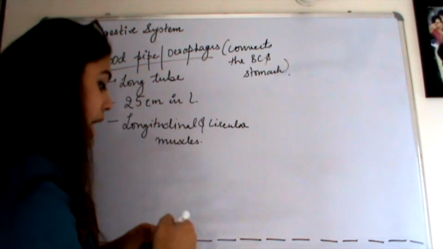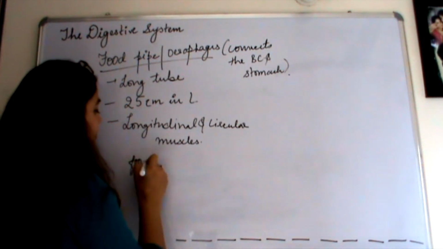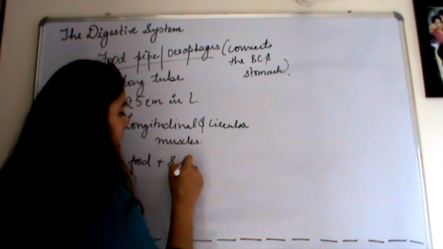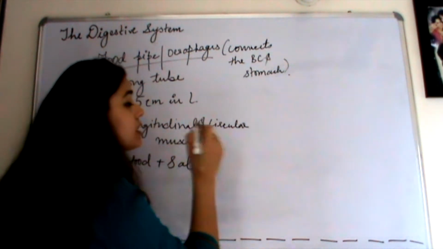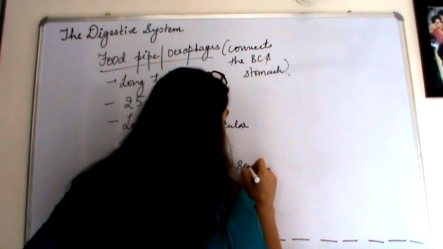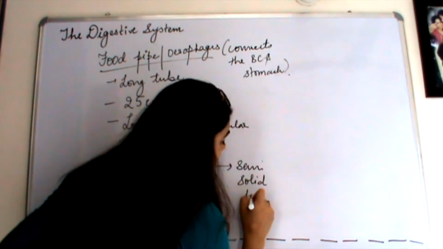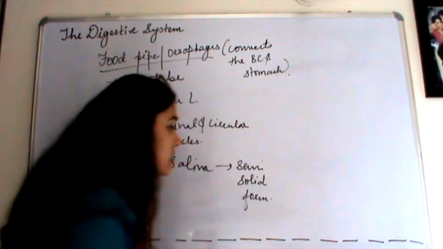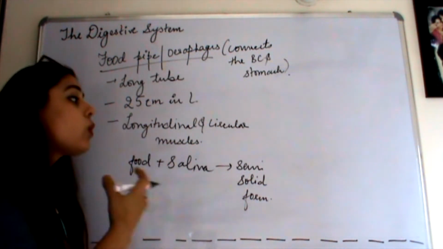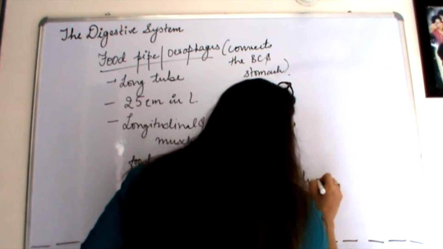What happens is, as you consume food, the food is mixed with saliva. As the food is mixing with saliva, it is becoming a semi-solid form. So as it is becoming a semi-solid form, what is it known as? It is known as the bolus, right?